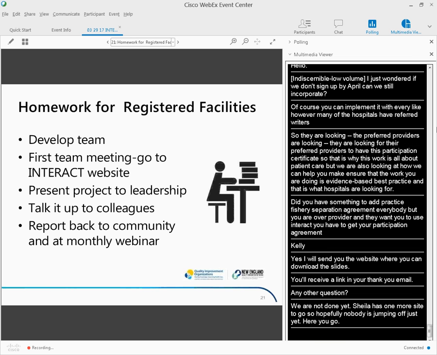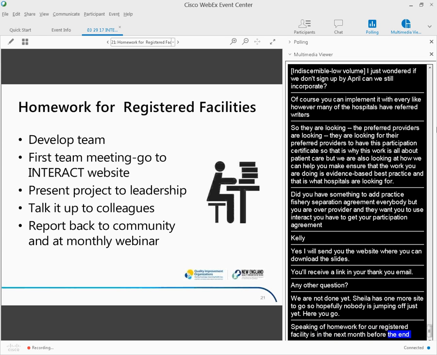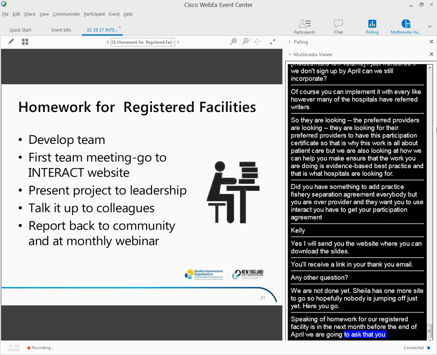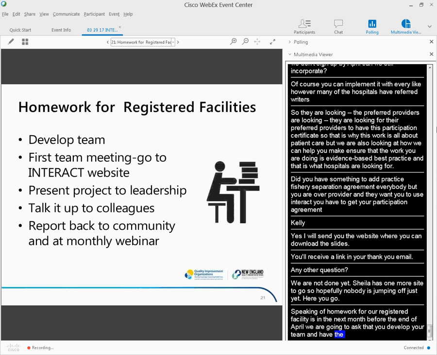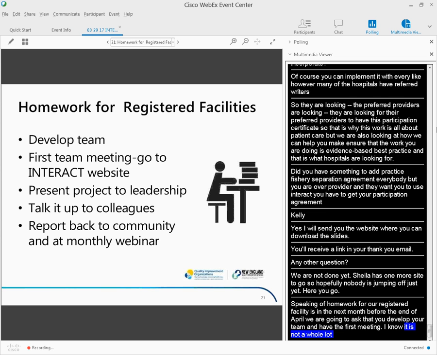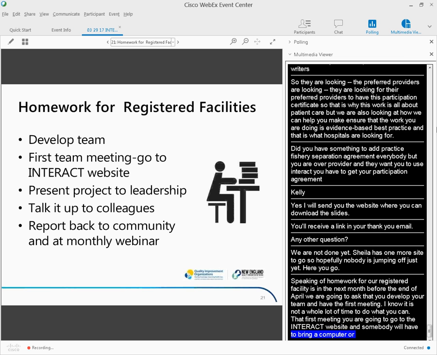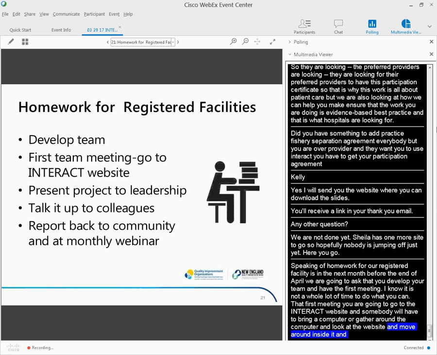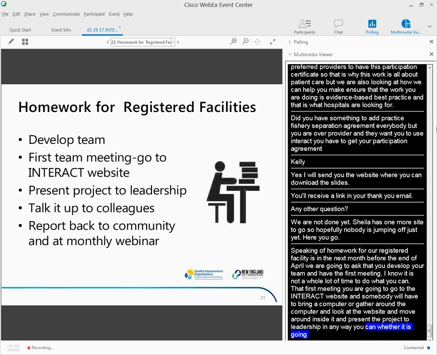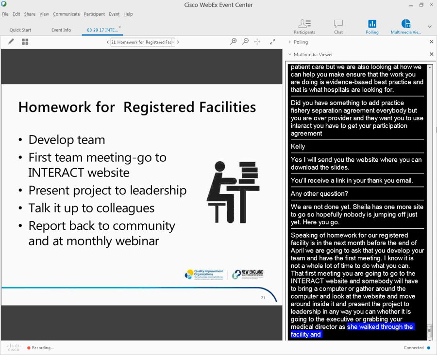For our registered facilities, in the next month, before the end of April, we're going to ask that you develop your team and have that first meeting. I know it's not a whole lot of time, but do what you can. At that first meeting, you're going to go to the Interact website, so somebody's going to have to bring a computer or gather around a computer, look at that website, move around inside it, and also present this project to leadership in any way you can, whether it's going to MedExec, or, if there's no MedExec, grabbing your medical director as she walks through the facility and telling her about it, talking about it to anyone who's got any clout and getting them on board.